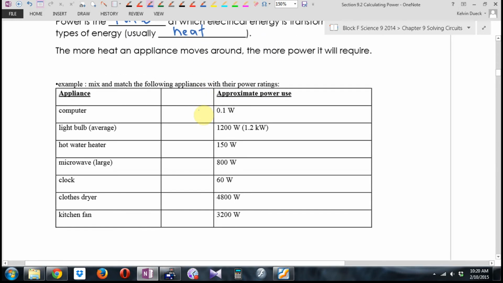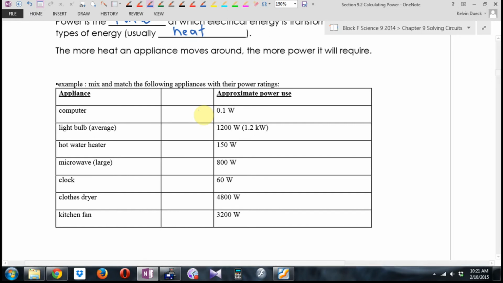So I wrote down here, mix and match the following appliances with their power ratings. I've given you a bunch of appliances, and I've scrambled their power ratings over on the right-hand side. But we can, using our reasoning, figure out what some of these things are. You ready?